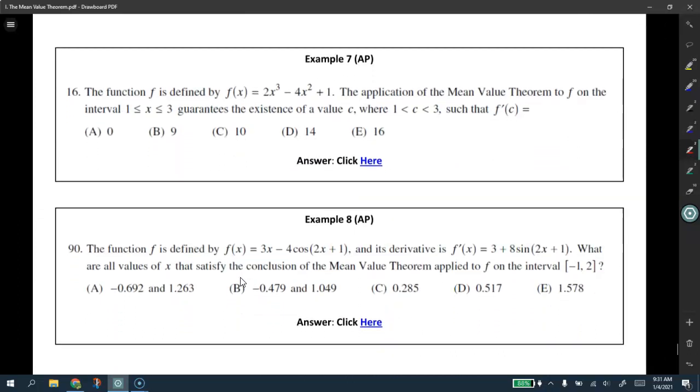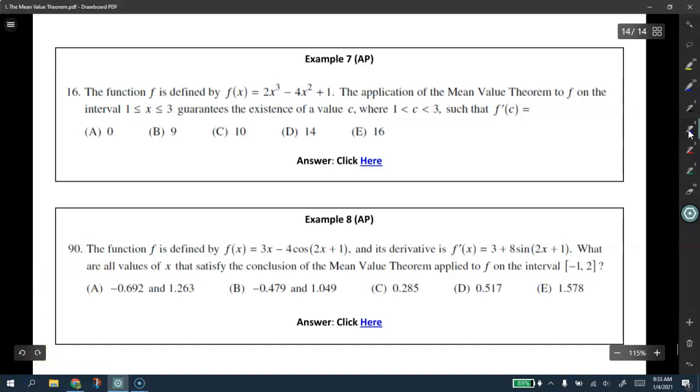Now, the last two examples that I want to do in this lesson are from the AP exam itself. So go ahead and pause this video and try example number 7 by yourself, and then I will go over it in a little bit.